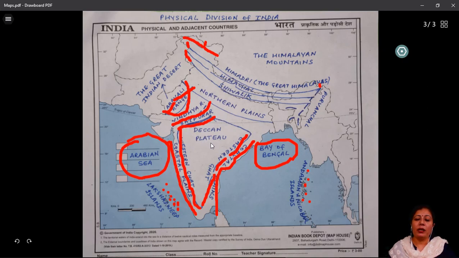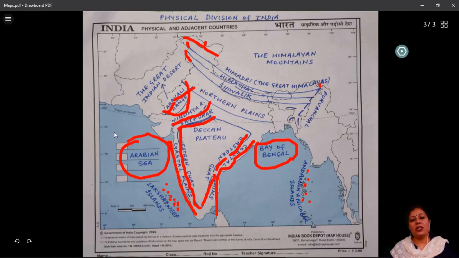As you all know, the plateau is a storehouse of mineral deposits. So here we have discussed all the important physical divisions of India. First, the Himalayan mountains. Second, the northern plains. Third, the Great Indian Desert. Fourth, the Deccan Plateau. Fifth, the coastal plains. And sixth, the islands. Clear?